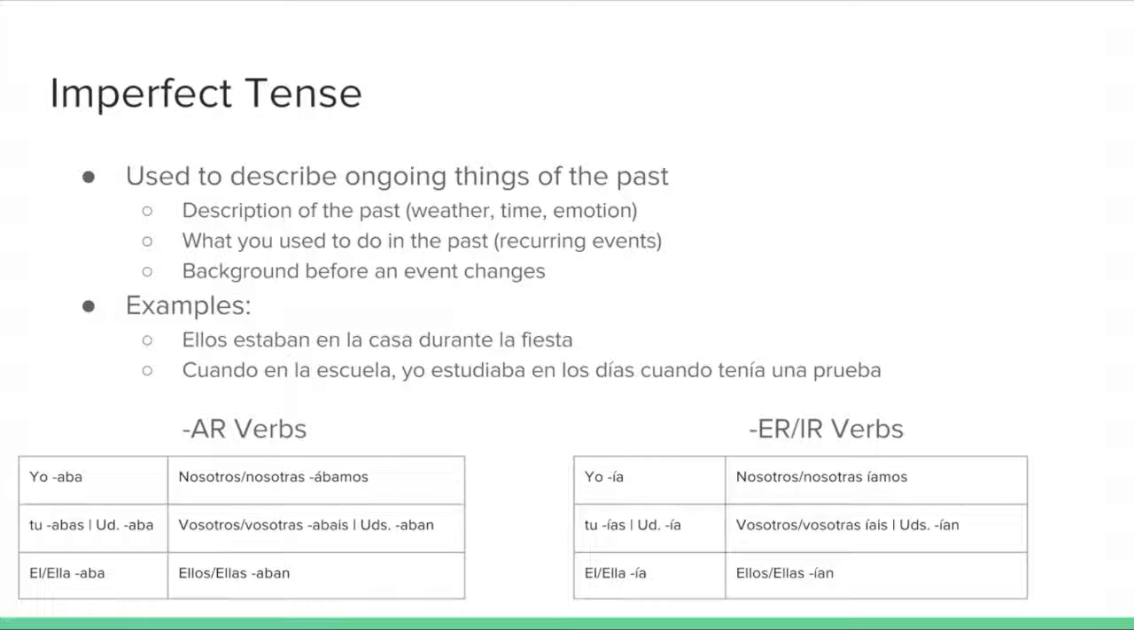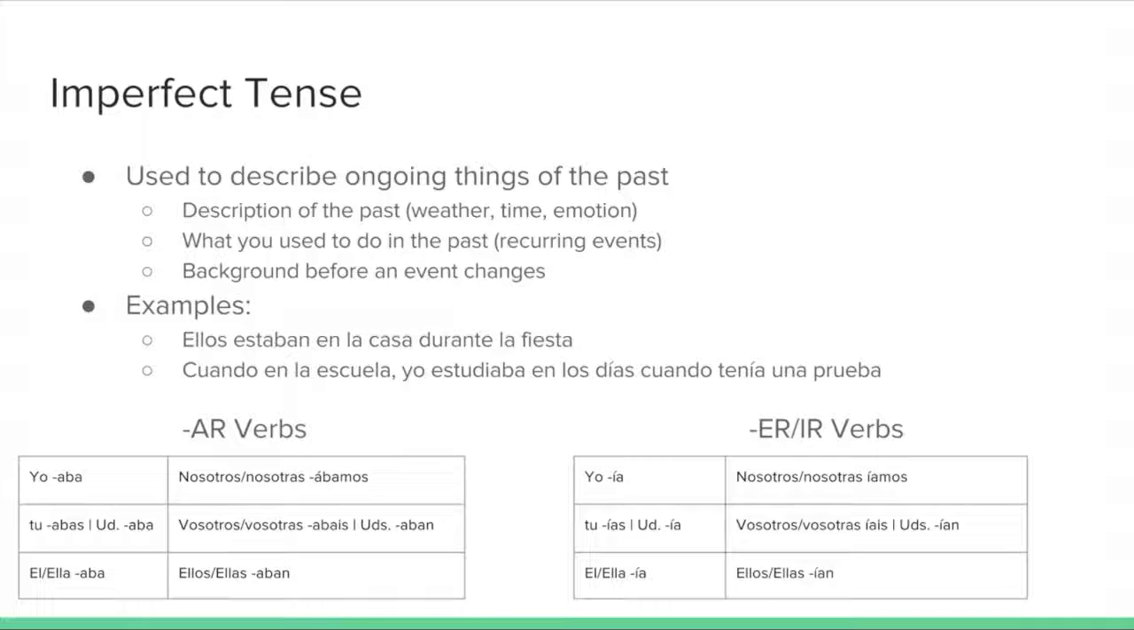And the AR conjugations for this tense are yo -aba, tú -abas, usted -aba, él/ella -aba, nosotros -ábamos, with an accent on the first A, vosotros -abais, ustedes -aban, ellos/ellas -aban. And the IR conjugations are yo -ía, tú -ías, usted -ía, él/ella -ía, nosotros -íamos, vosotros -íais, ustedes -ían, and ellos/ellas -ían.